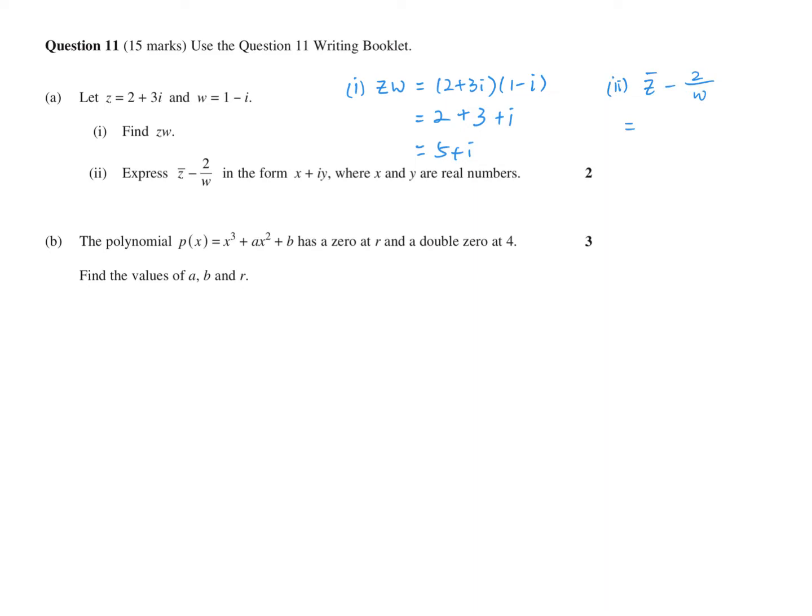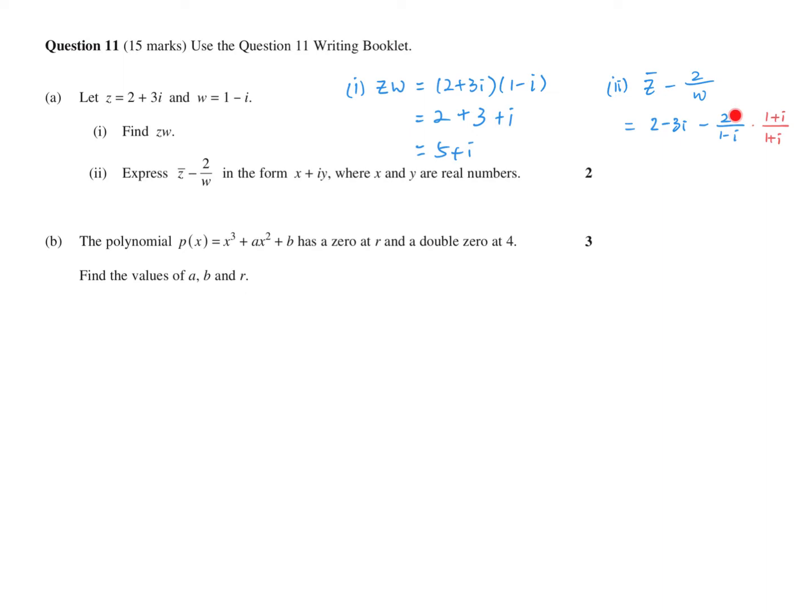Part 2. Conjugate of z equals 2 minus 3i. Conjugate of a complex number, if it is a plus, we change it to minus. The other way around. If it is minus, we change it to plus.